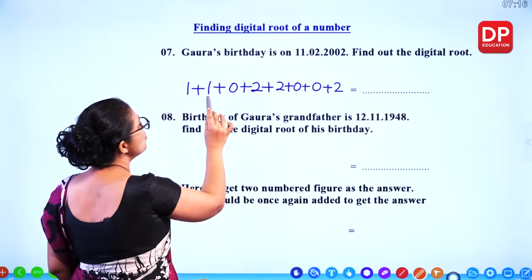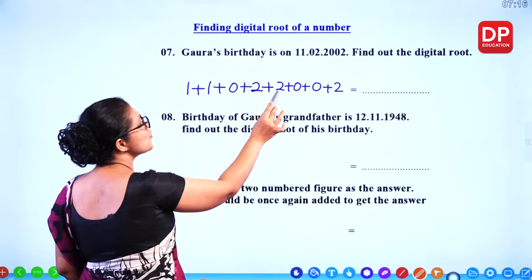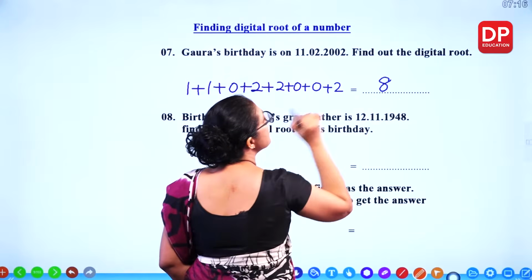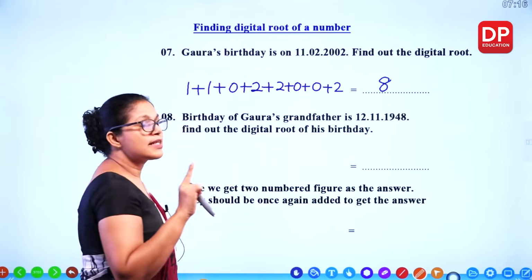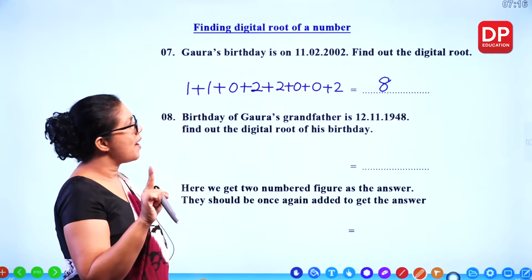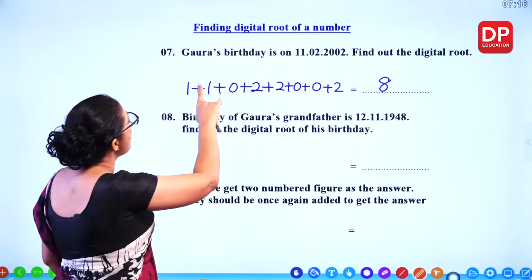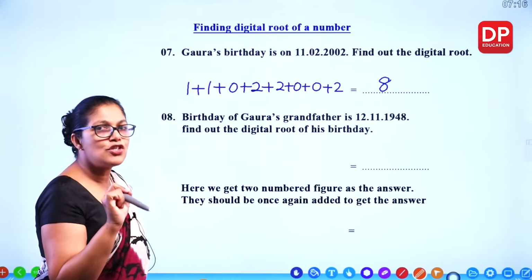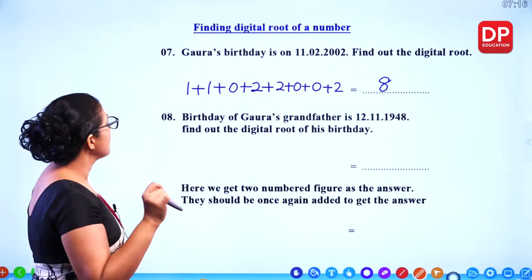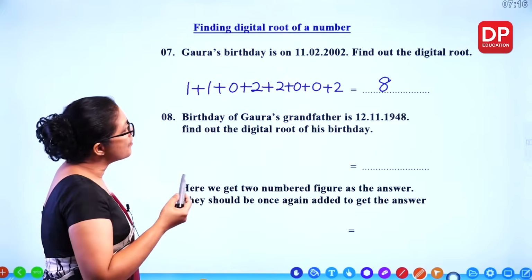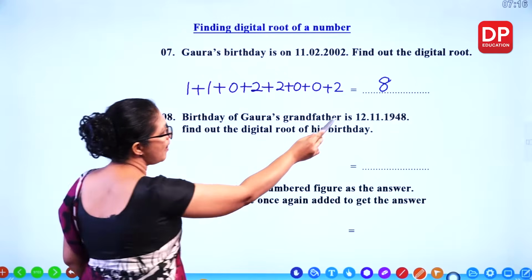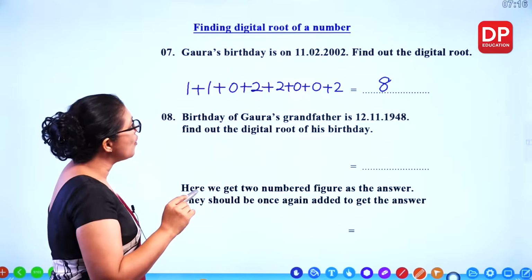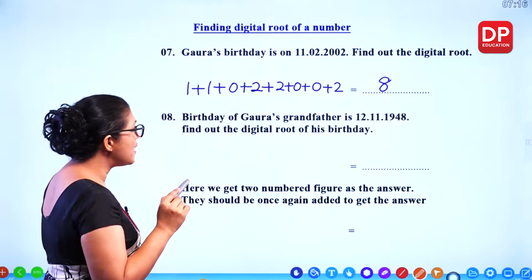1 plus 1, 2, 2 plus 2, 4, 4 plus 2, 6, 6 plus 2, 8. Till you get one digit, you have to add. So Gaura's lucky number is 8. That's called the digital root. Birthday of Gaura's grandfather is 12/11. That's November 1948. Find out the digital root of his birthday.